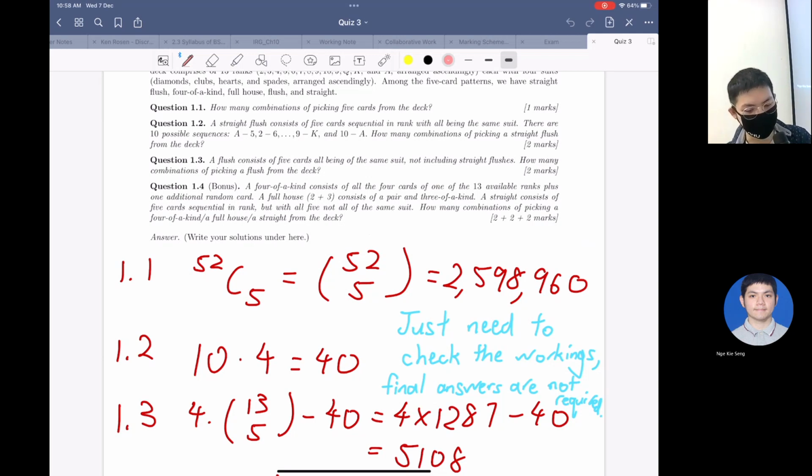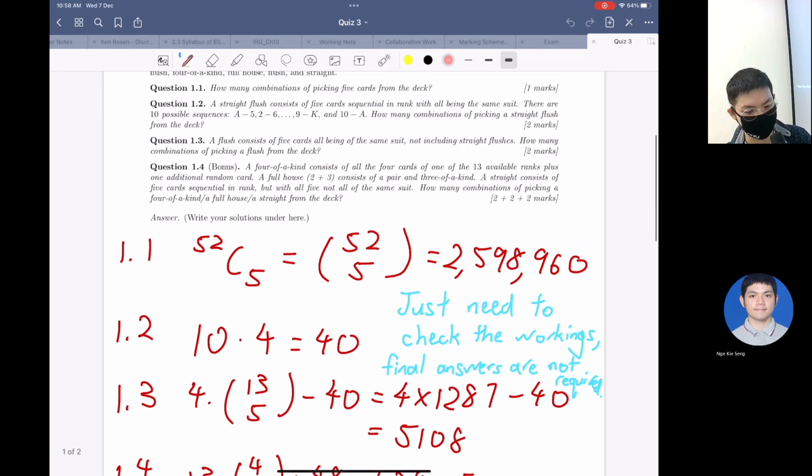So it's 4 times 13 choose 5, because you need to pick 5 of the 13 numbers from the same suit. And there are 4 suits, so 4 times 13 choose 5. But the question said not including straight flushes, so you need to take away 1.2. Inclusion exclusion principle.